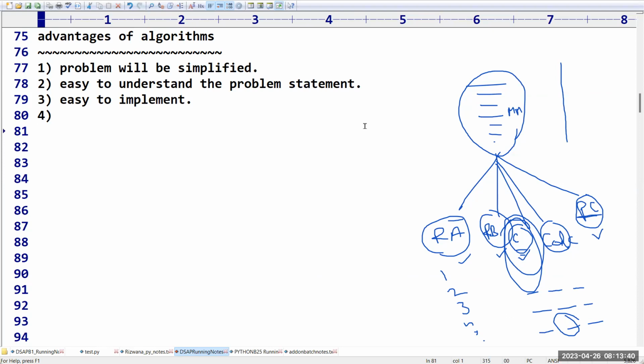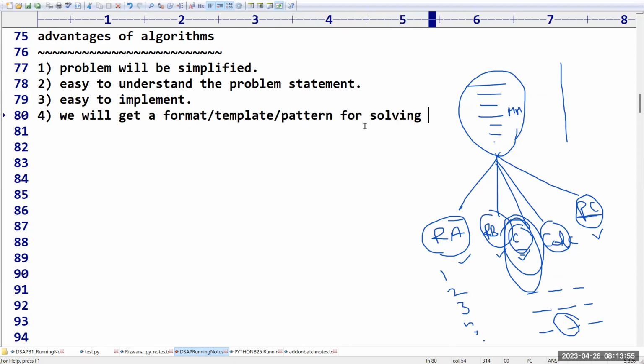So that means we can easily implement the program. After that, we will get a format, or a template, or a pattern for solving the problem. If I am unable to solve the problem, once you write the algorithm, you are going to get some format for how we can solve that problem. We are going to get a specialized format. That is nothing but the advantages of algorithms.